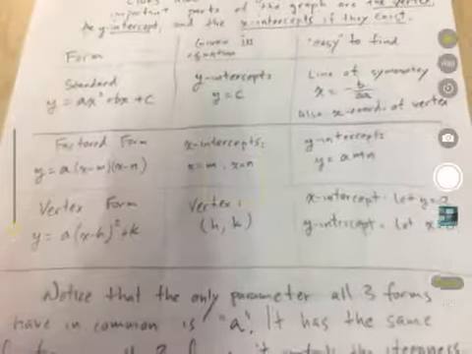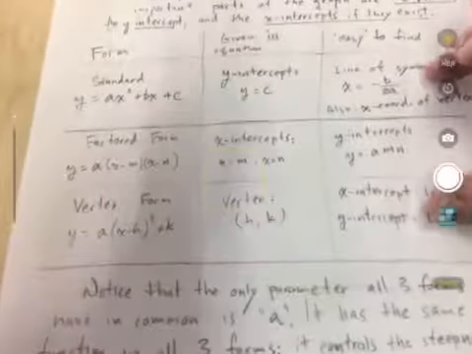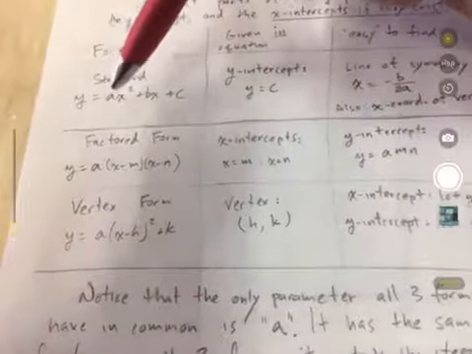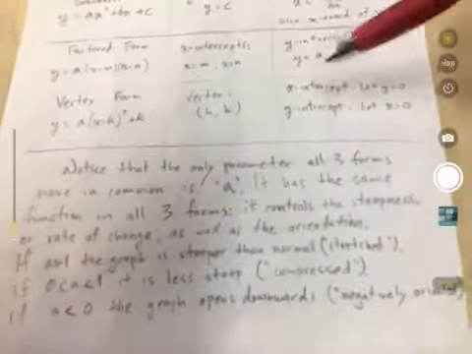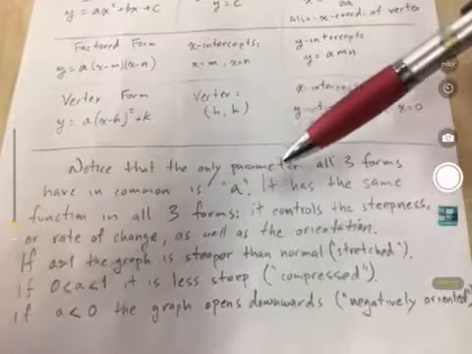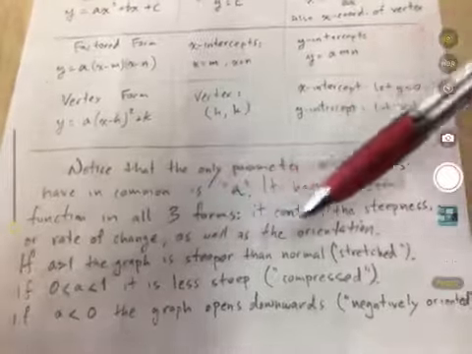Okay, but you'll see all these forms as you go through your math experiences. Notice that in all of these forms, what is common to all of them is the parameter a, and it does the same thing in all of them. Okay, it has the same function in all three forms. It controls the steepness or rate of change, as well as the orientation.